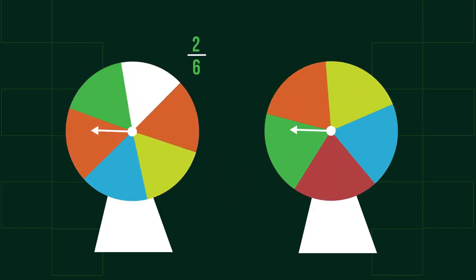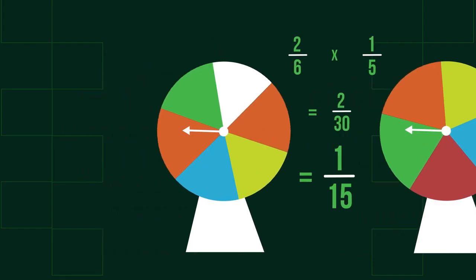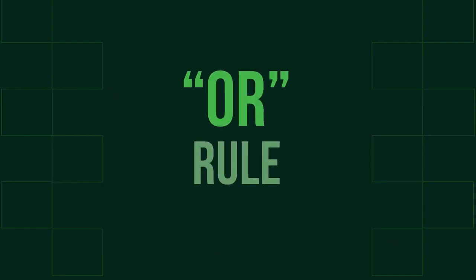The first spinner has 2 out of 6 chances for orange, whilst the second has 1 out of 5. Multiplying these two probabilities gives an answer of 2 over 30, which simplifies to 1 over 15. Theoretically, therefore, 1 of every 15 spins should result in double orange. Our second rule is the OR rule.